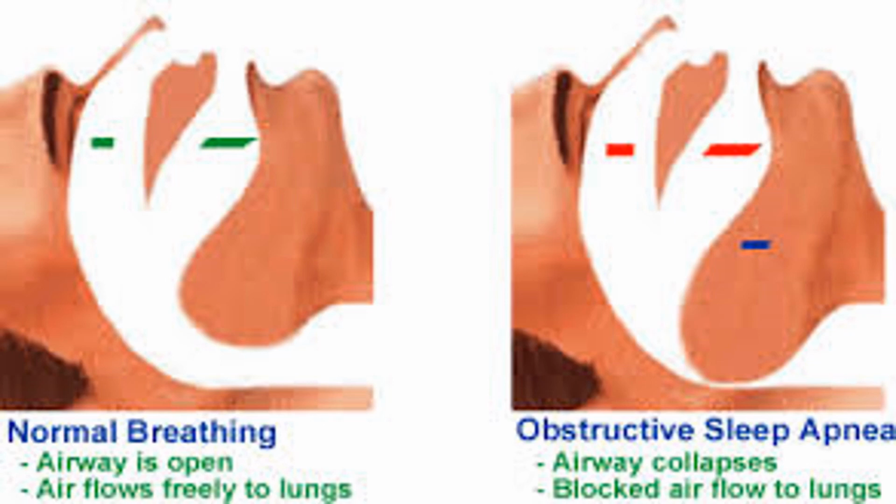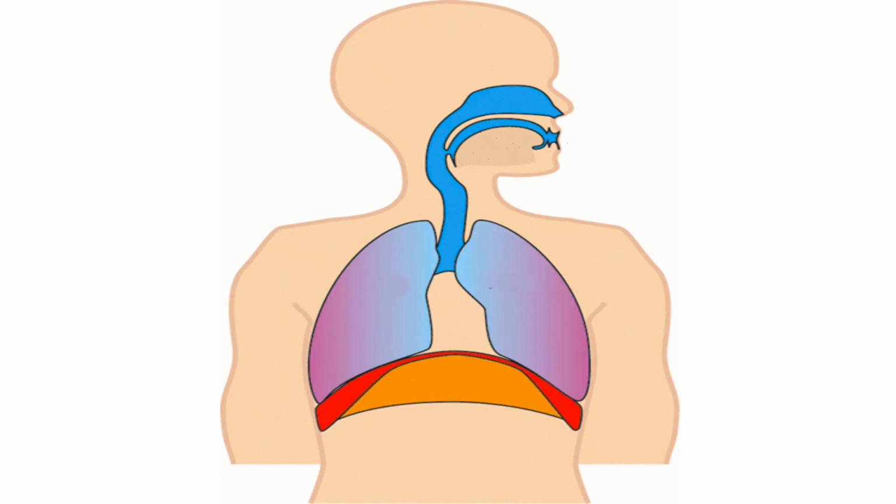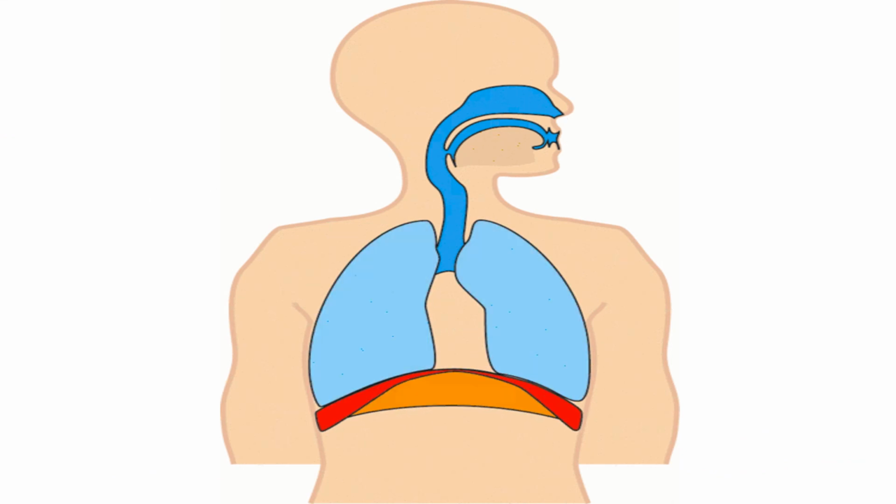Enlarged tonsils and adenoids, a deviated nasal septum, nasal polyps, and obesity predispose the client to obstructive apnea. Central apnea occurs due to a defect in the respiratory center of the brain. Clients who have brainstem injuries often have central sleep apnea. Mixed apnea is a combination of obstructive and central apnea.